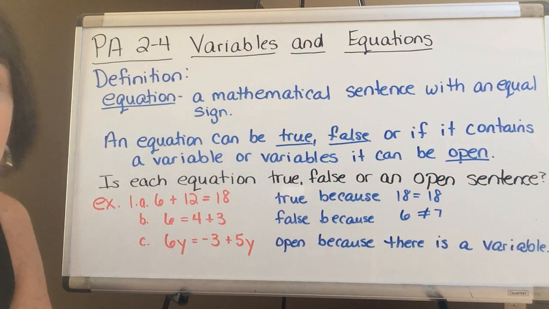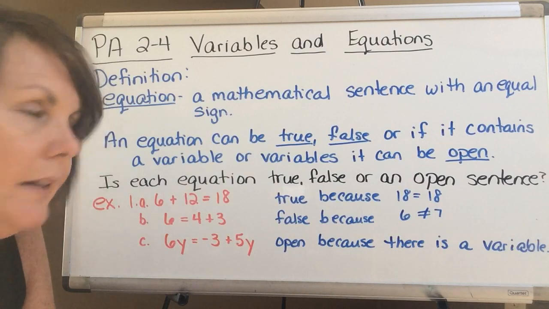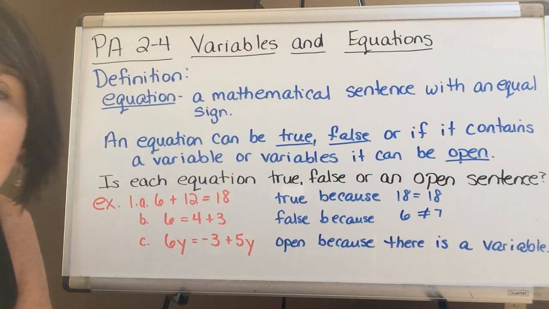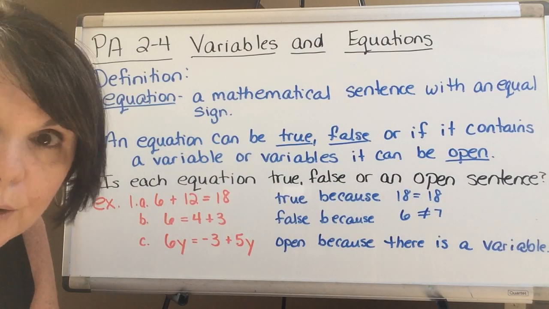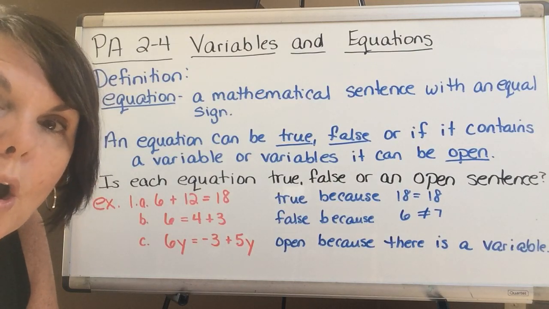Today we're going to talk about variables and equations. And first thing you have is a definition of what exactly an equation is. It's a mathematical sentence that actually contains an equal sign. All right, so an equation can be one of three things: true, false, or open.